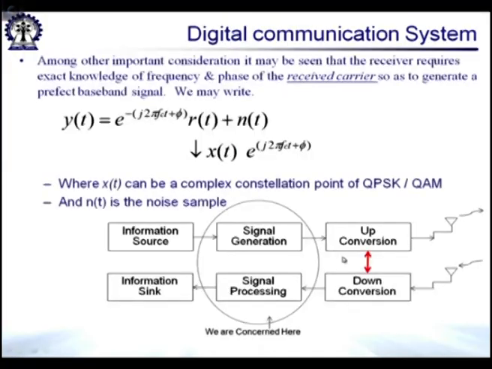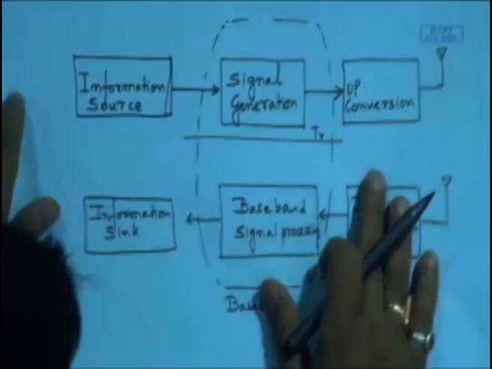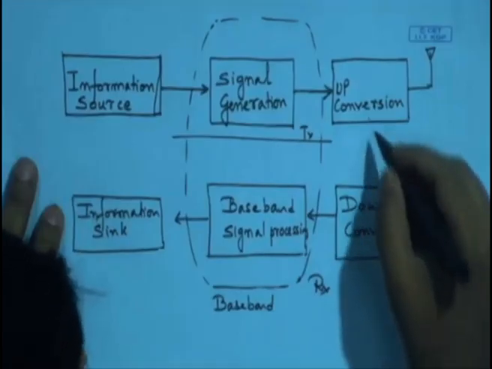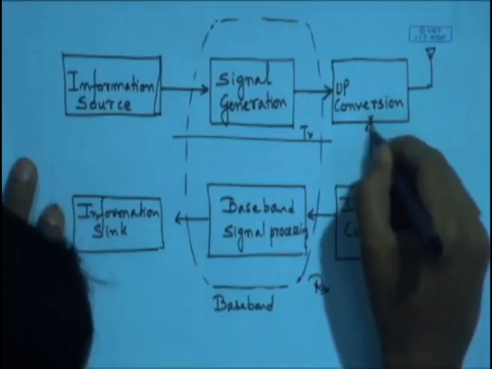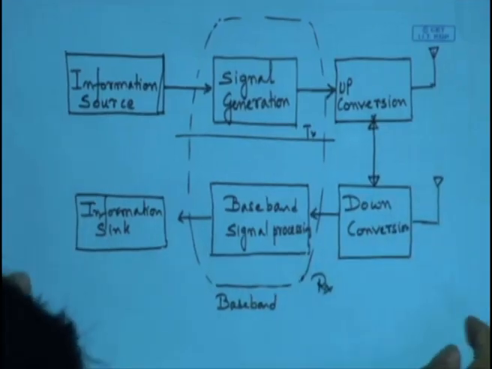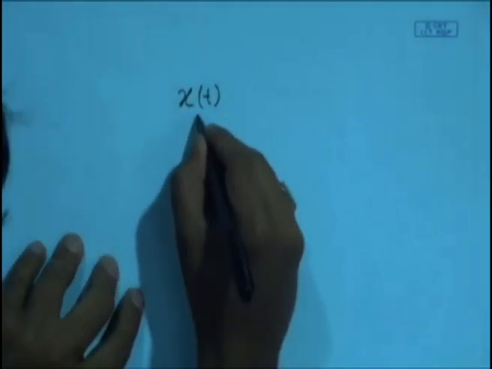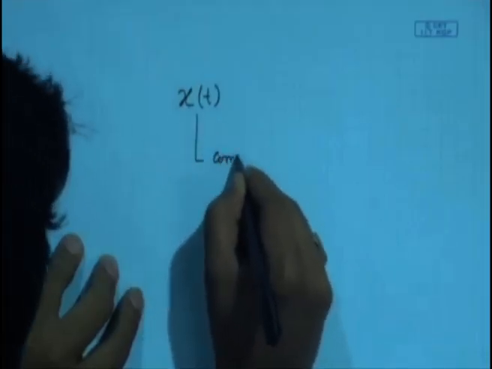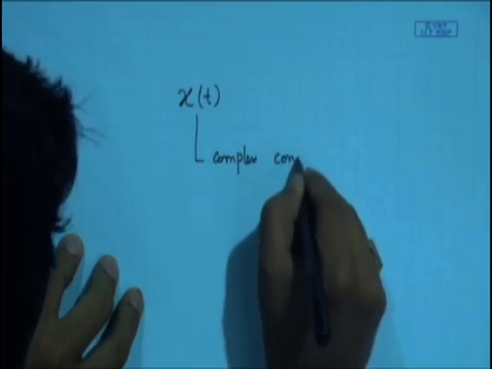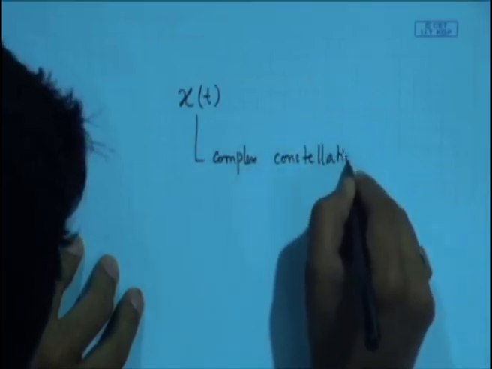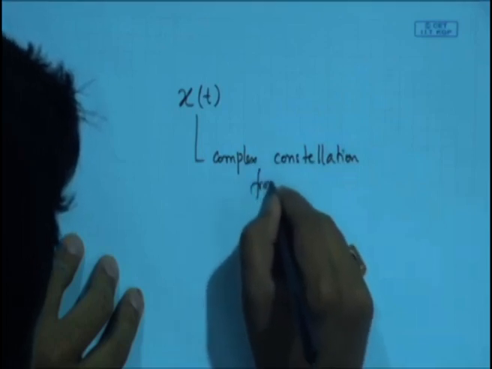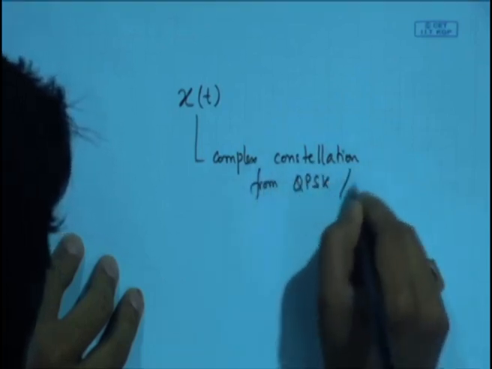In a digital communication system, we have another very important assumption, that is the up conversion and the down conversion, they are in perfect sync with each other, or rather, to be defined very precisely, if we say that the transmitted signal is x of t, which contains the complex constellation point from QPSK or QAM signal.